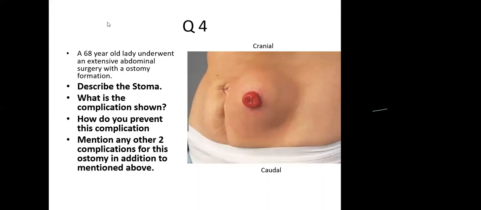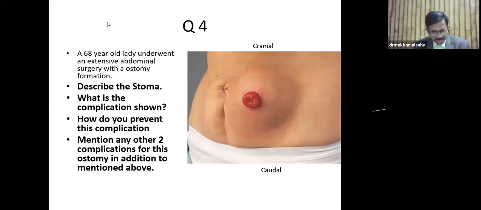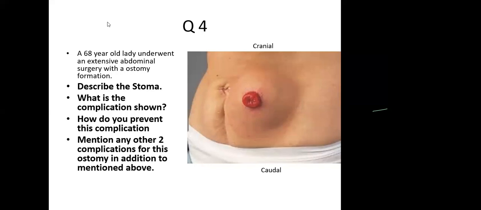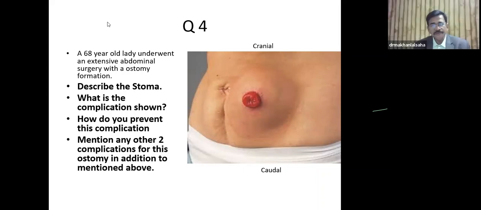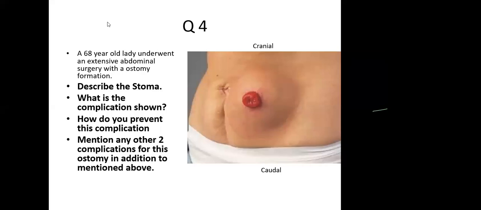Good. So what is the incidence of having a peristomal hernia in the course of a patient having a stoma? There is a 40 to 70% chance of having a peristomal herniation. Yes, it's very high. You're right. So, next question, sir, should I? Yes, please proceed.